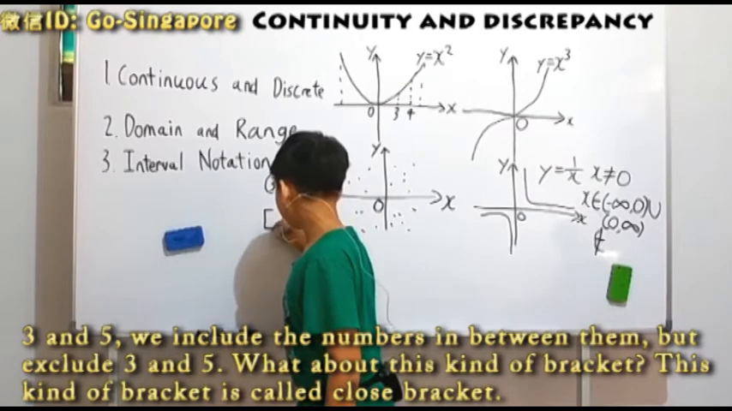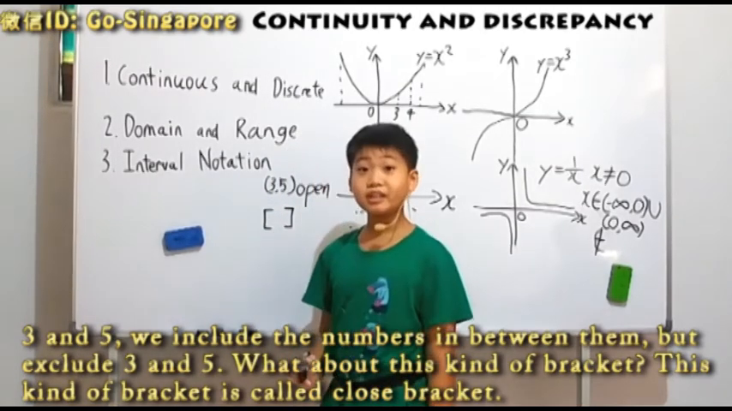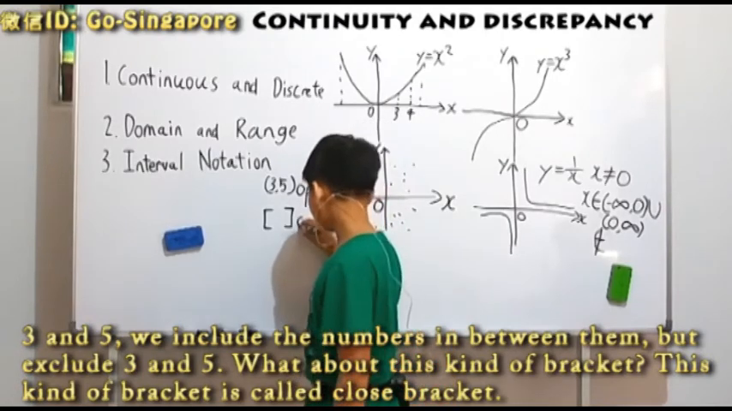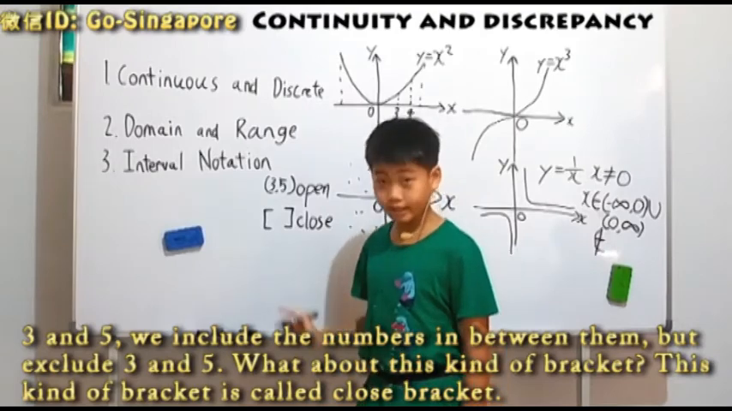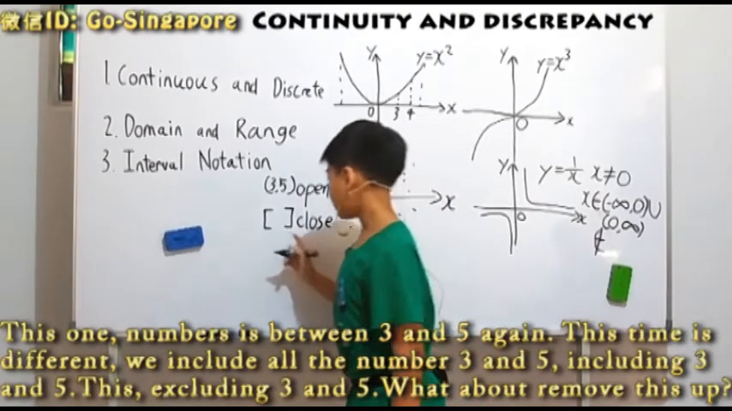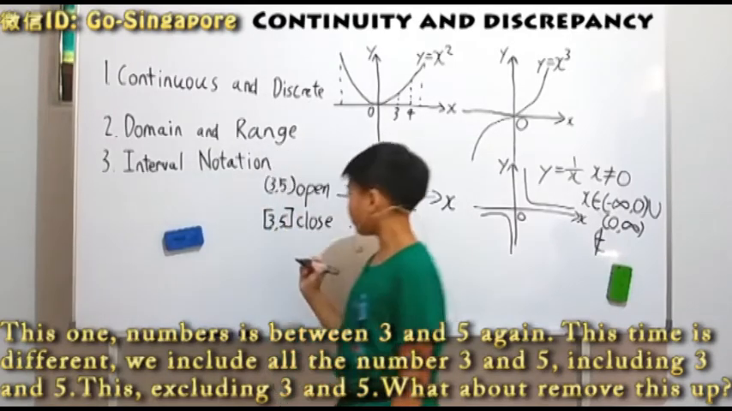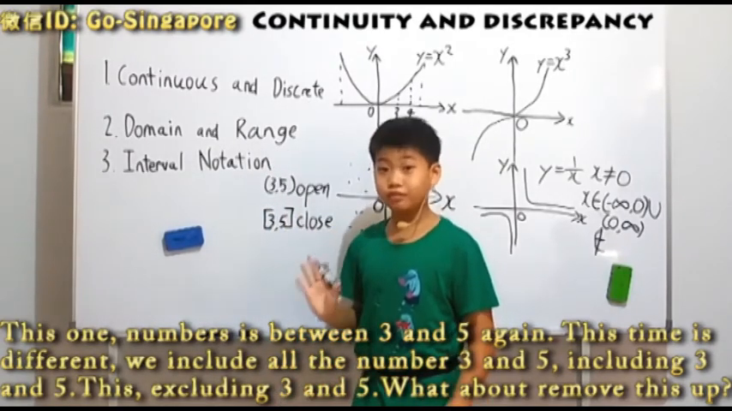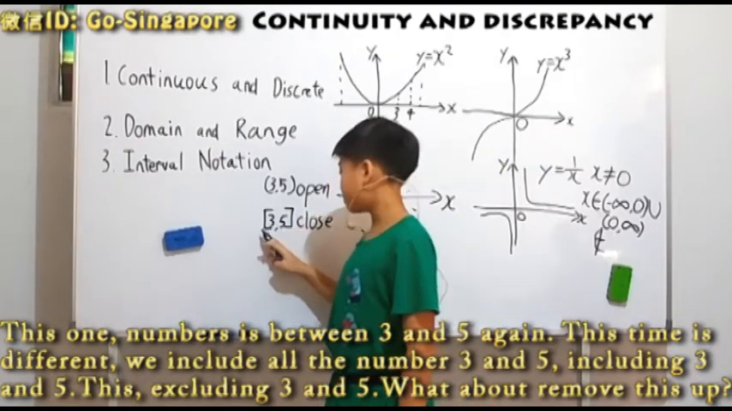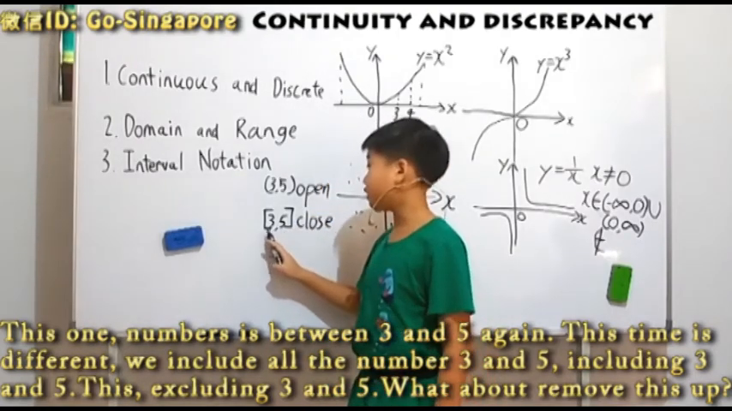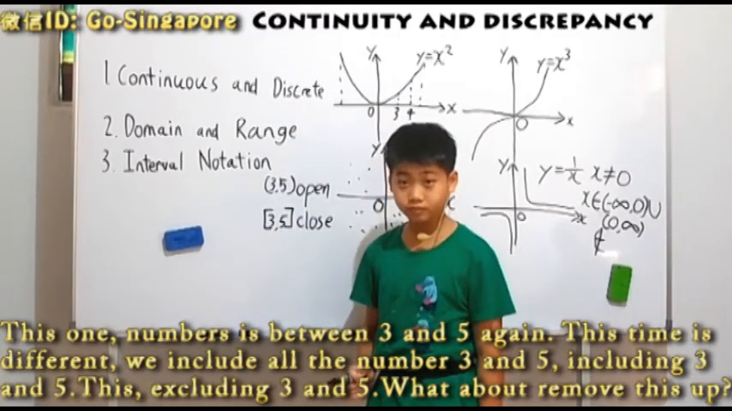What about this kind of bracket? This kind of bracket is called closed bracket. This one, numbers in between 3 and 5 again. This time is different. We include all the numbers between 3 and 5, including the 3 and 5. This is excluding 3 and 5.